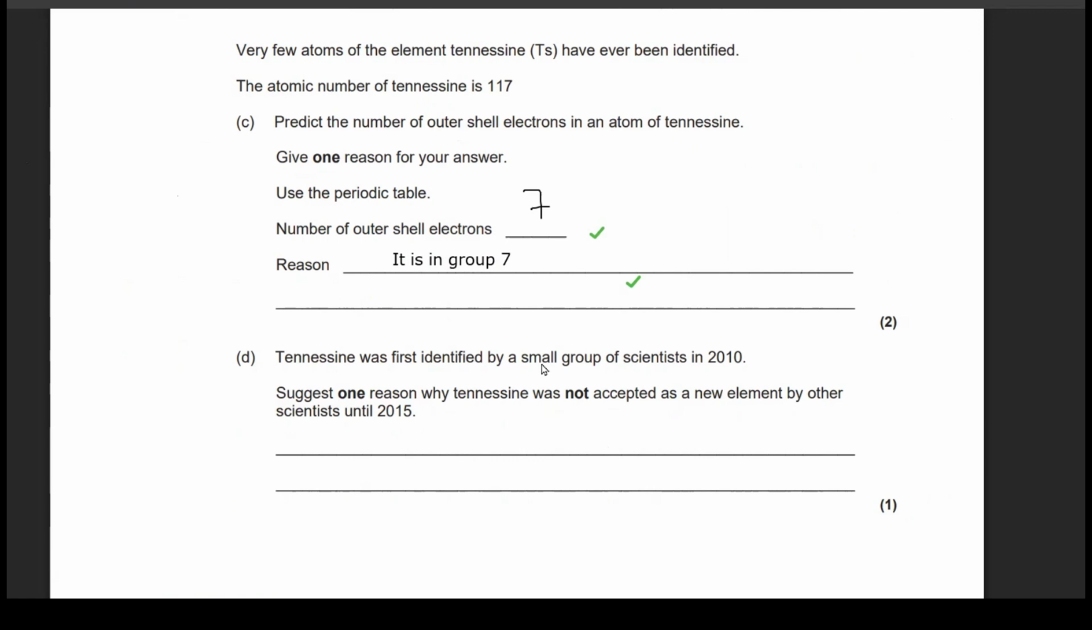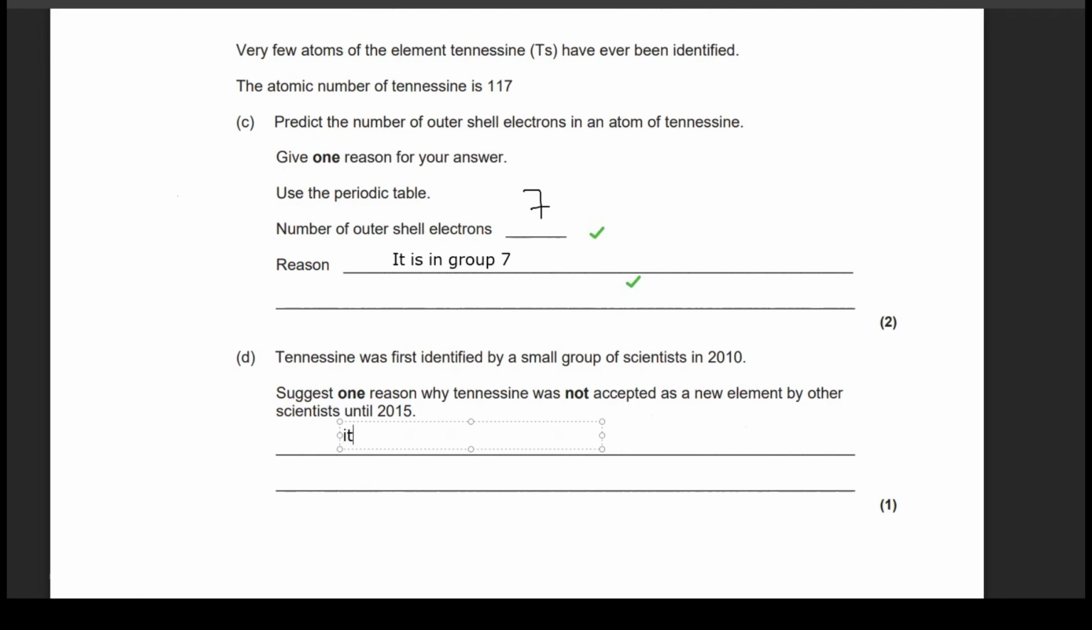Tennessine was first identified by a small group of scientists in 2010. Suggest one reason why tennessine was not accepted as a new element by other scientists until 2015. Right, I could come out and say that I found a new element, and it's going to be a while before people agree that I have found a new element. What do the other scientists need to do? They need to do something called peer review. So they need to review the person's work and see if it's true.